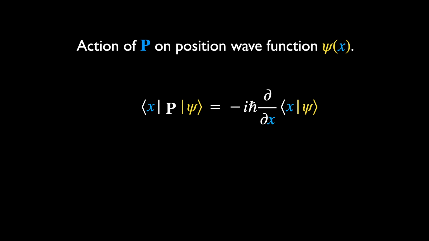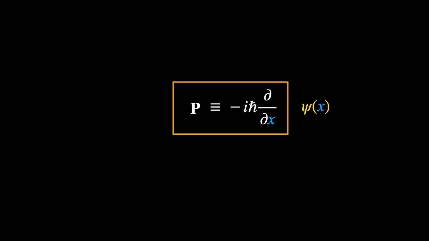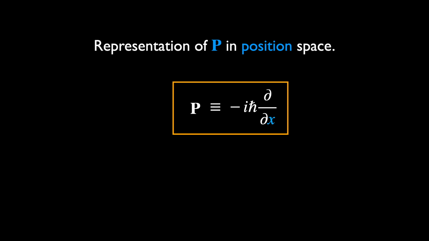The left-hand side of this equation reads px on psi and is then projected into position space. This is equal to the right-hand side, which is the x derivative on the components of psi in x basis, which is the wave function of psi in position space. In other words, since psi is arbitrary, the representation of operator p in position space is given by the derivative.